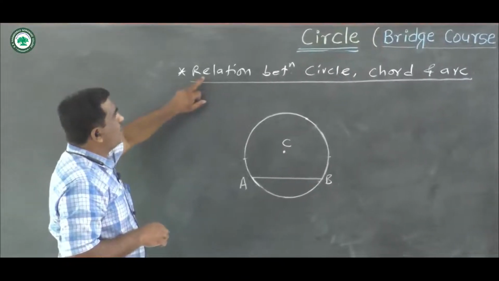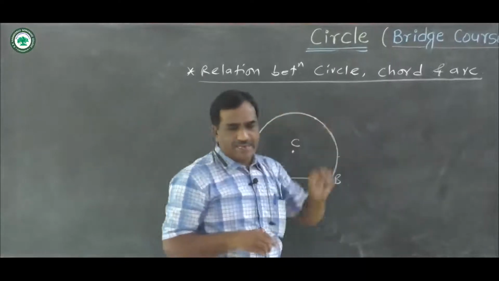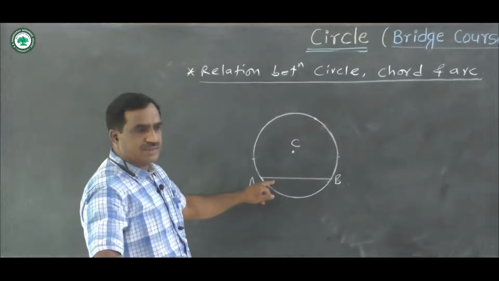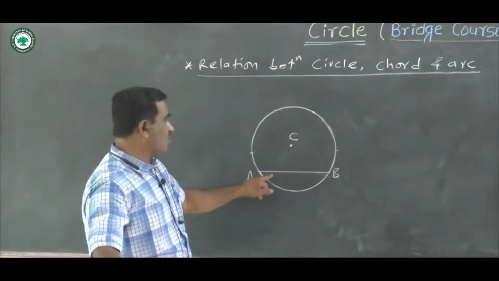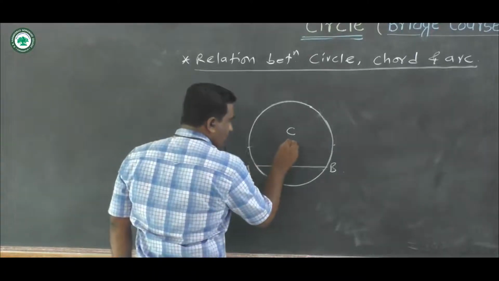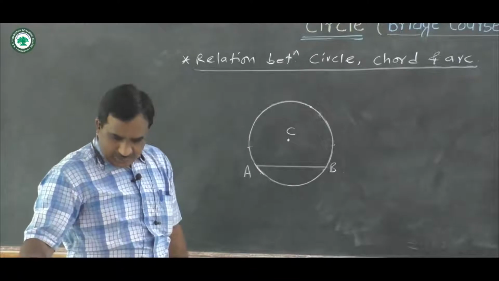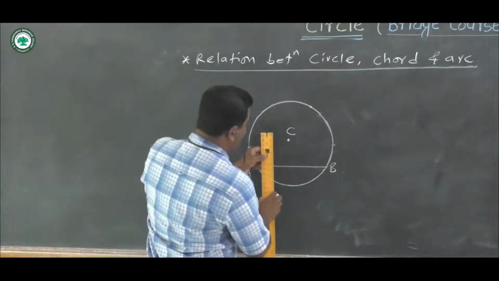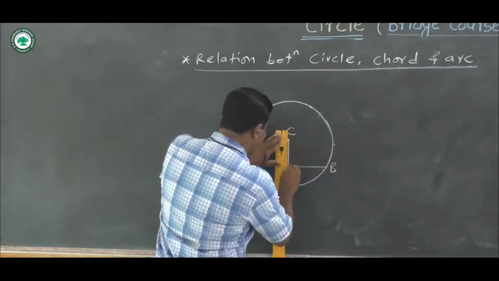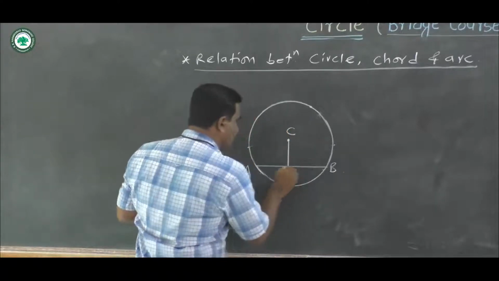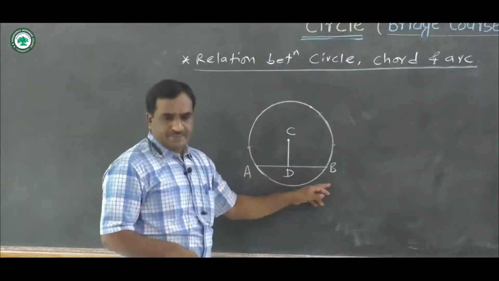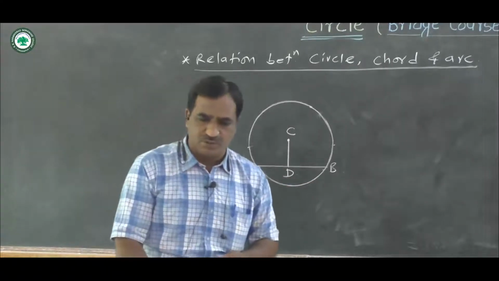We have to see a relation between circle, chord and arc. We know that a segment joining any 2 points on a circle is called a chord of a circle, and this is the center of the circle. If we draw a segment from point C to the chord AB, this segment CD is perpendicular to the chord AB.